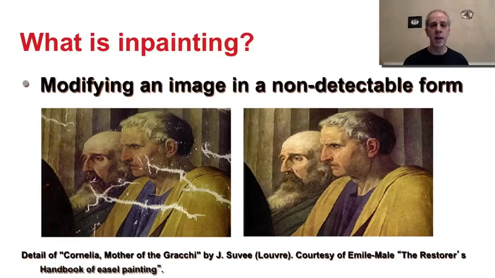Image inpainting is basically the art of changing an image in a non-detectable form. So here we see a painting that has a lot of degradation, and here is the restoration of that painting. This was of course done by professionals manually. It's a painting, it's not a picture, it was not done in the computer, although the computer can help as well, as we're going to see later on.